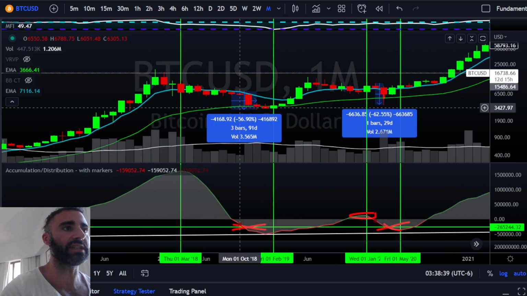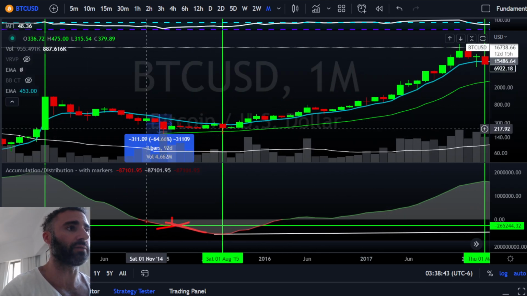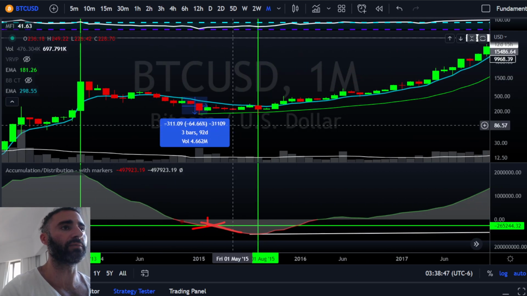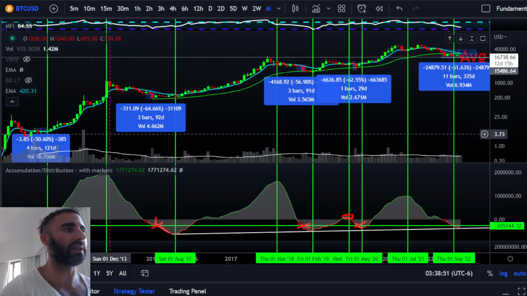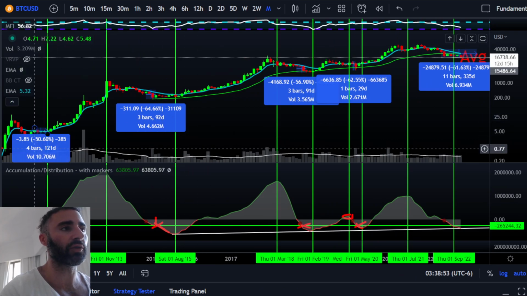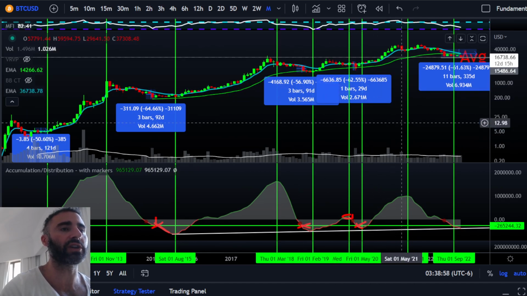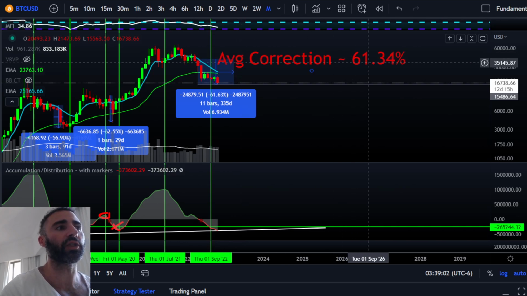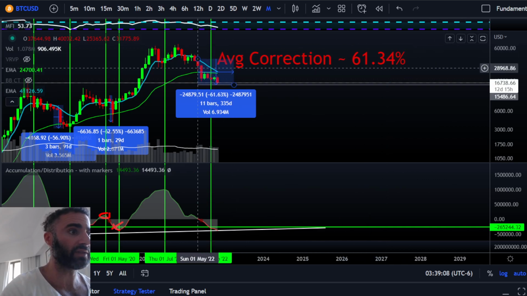This was 2018. This was 2020. This was, of course, 2014, 2015. And this over here was 2012, basically. And what we've seen, and you can eyeball this yourself, is a 50% correction, 64.5, 57, and 62.5% correction right there. We found that on average there's been an average correction of about 61.34%.